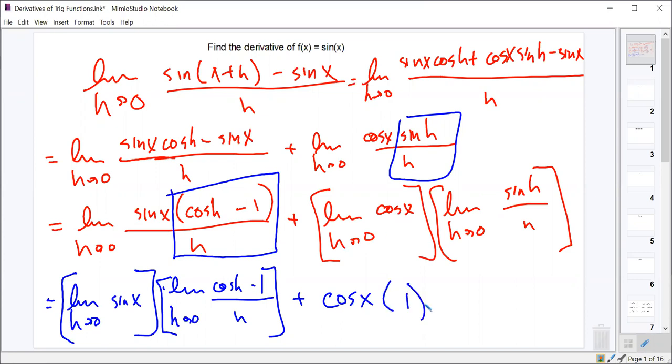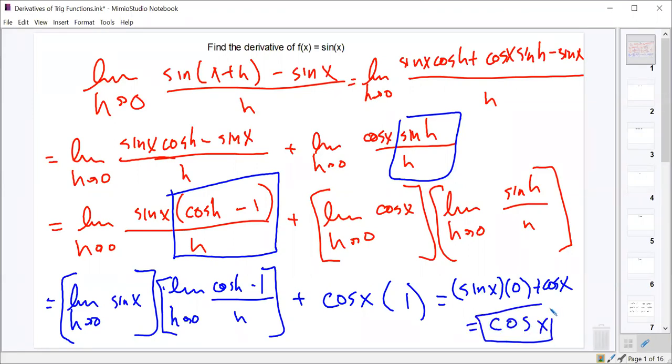So over here we've got the limit as h approaches 0 of cosine x, and this is just a 1. And this will give us sine x times 0 plus cosine x, and sine x times 0 is just 0. So we end up getting the derivative of sine to just be cosine. Everybody okay with that process? Any issues with that?